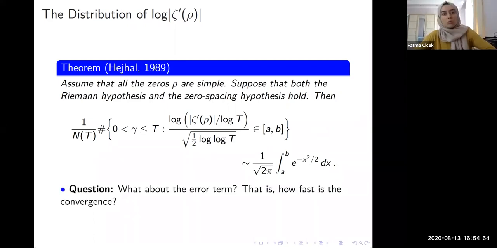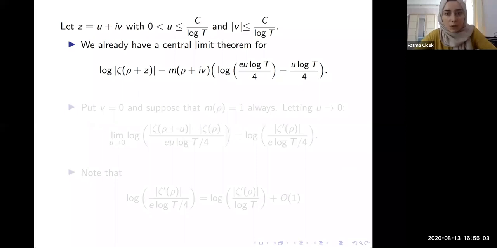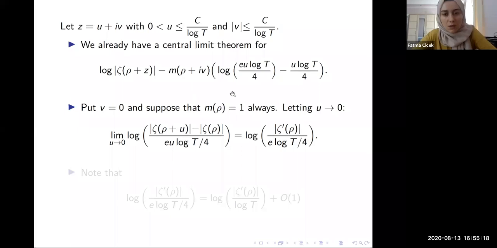Okay. So can we say something about the error term? This was our question that we handled. Remember, we have a central limit theorem for the real part of the logarithm of zeta that holds for this sequence here. So what we do is assume that all of these multiplicities are just one.